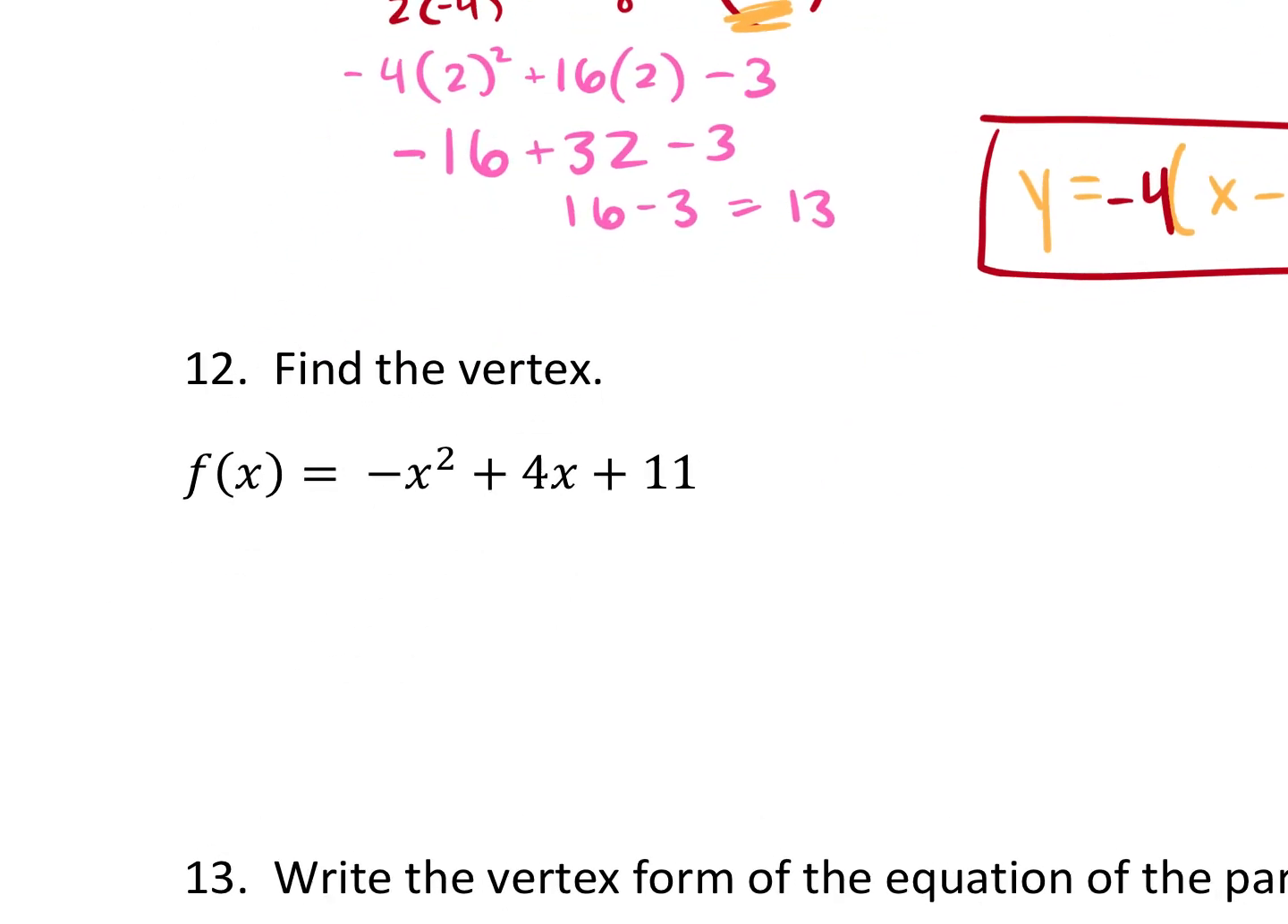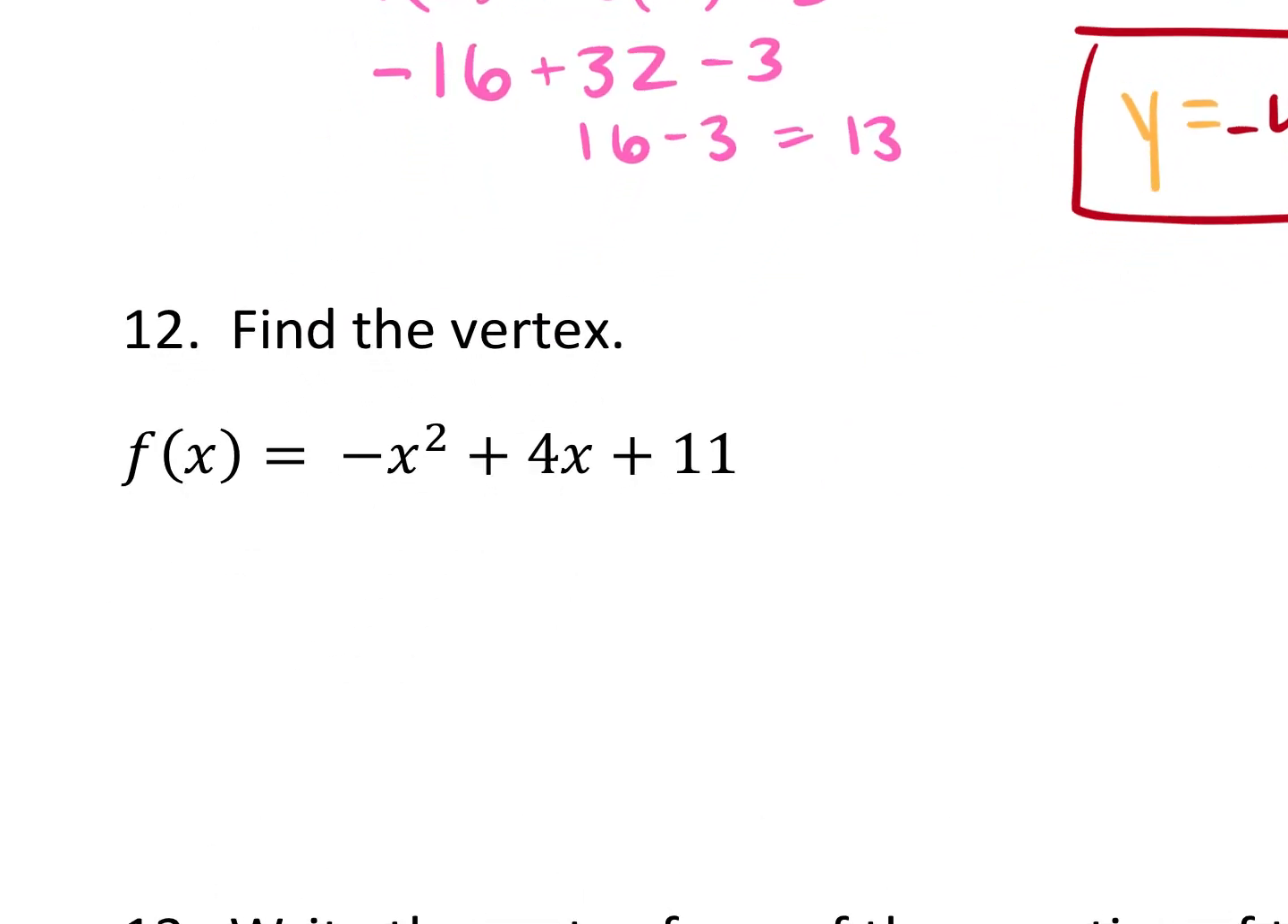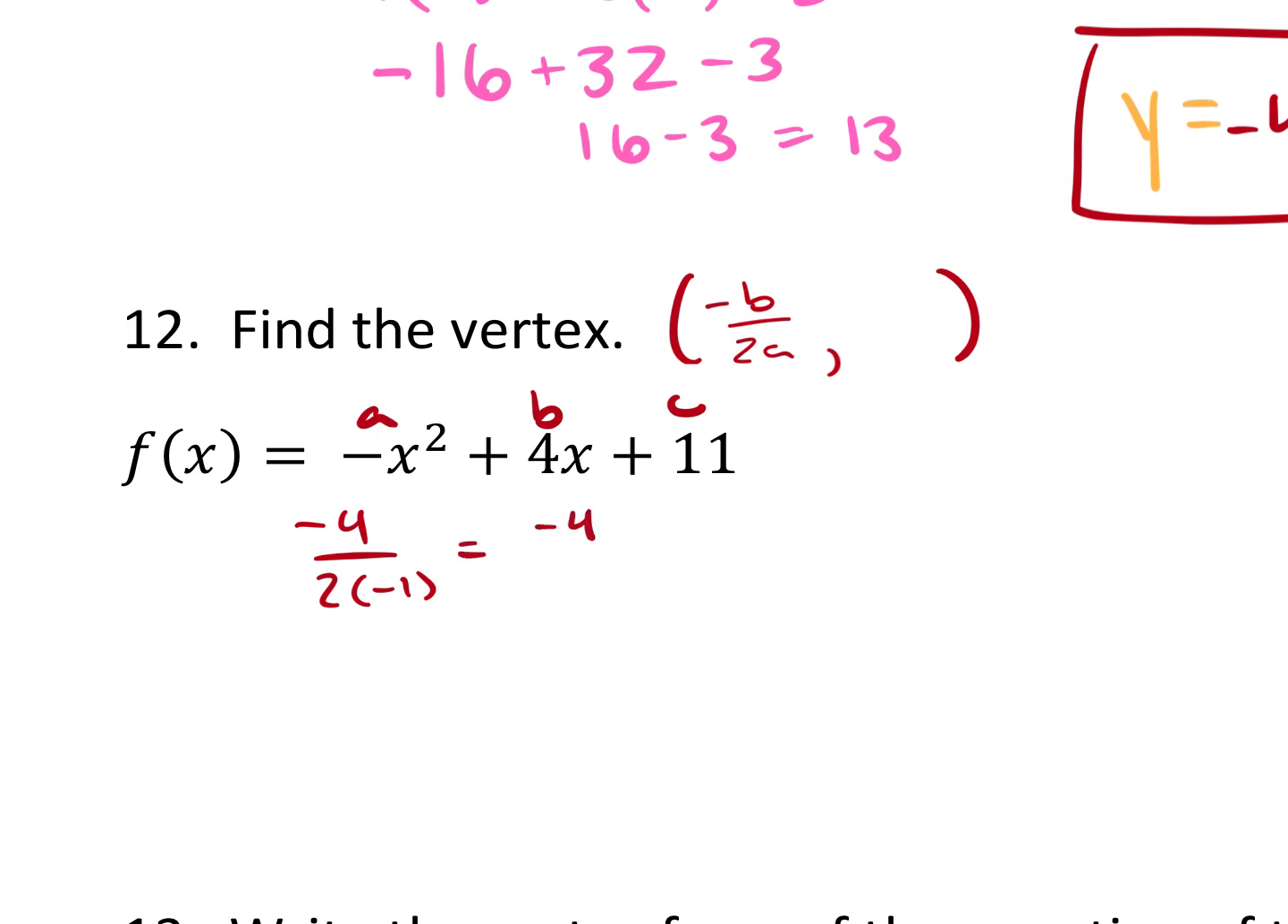All right, for 12, we're going to do the same thing. We want to find the vertex. So we're going to use the negative b over 2a. So here, we don't have to plug it into vertex form. We're just going to find the vertex. So just that point. So I have a, b, and c. So this would be negative 4 over 2 times negative 1. Negative 4 over negative 2, which would be positive 2. So that gives us the h in our vertex, or the x.